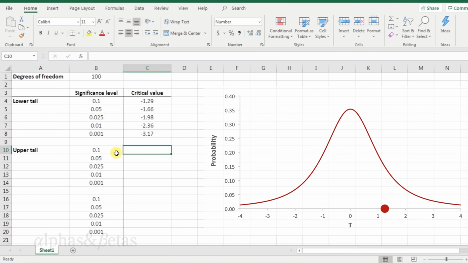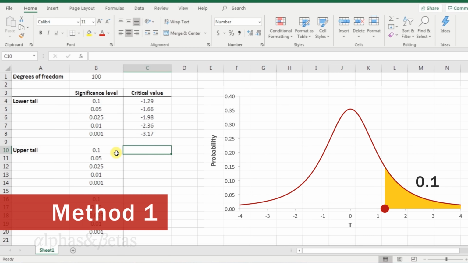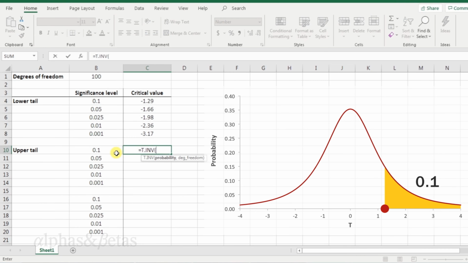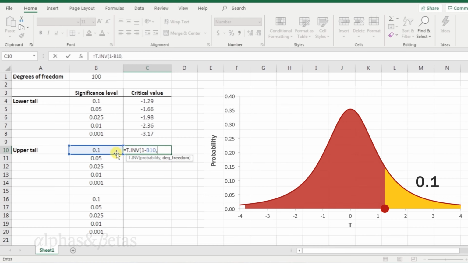You may want to find the critical value that gives a probability of 0.1 in the upper tail. There are two ways to do this. Method 1. The first way is to use the t-inverse function. For the probability parameter, enter 1 minus the significance level. The t-inverse function only gives the critical value for a probability to the left of it. However, the total probability under the curve is 1. So the critical value that gives a probability of 0.1 above it is the same as the critical value that gives a probability of 1 minus 0.1 below it.